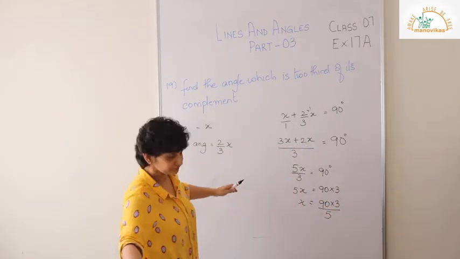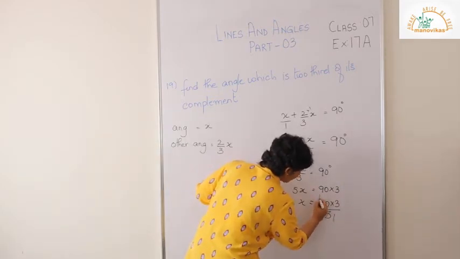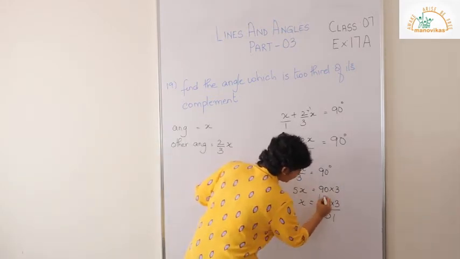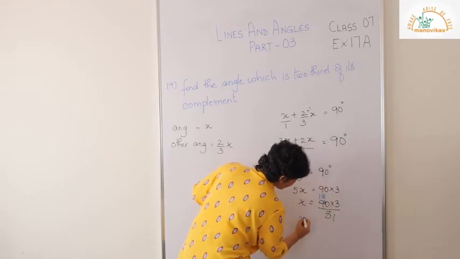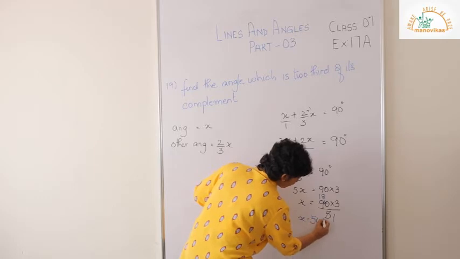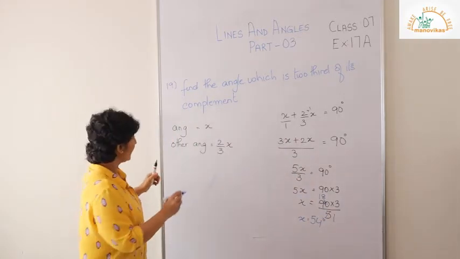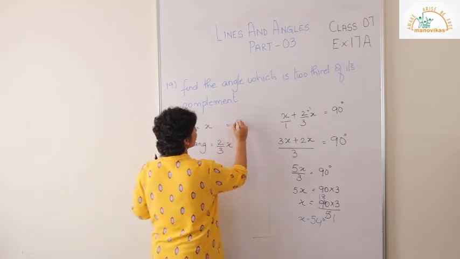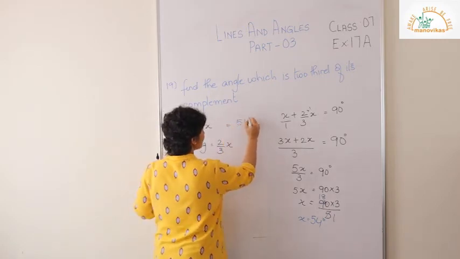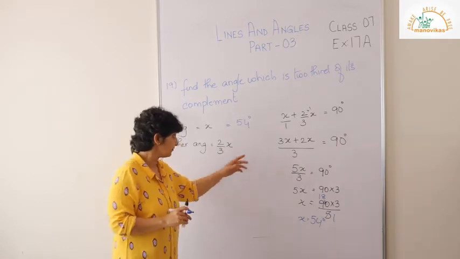So children, when I reduce this, 5 1s are 5, 5 1s are 5, 6, 7, 8, 9, 5 9s are 45. x is equal to 9 3s are 27, 3 by 4, 5, 54 degrees. Correct? So, my x is 54 degrees. Correct? After you have solved, you get it as 54.